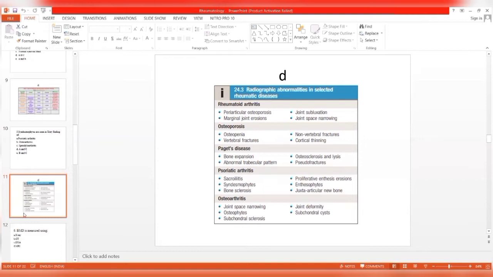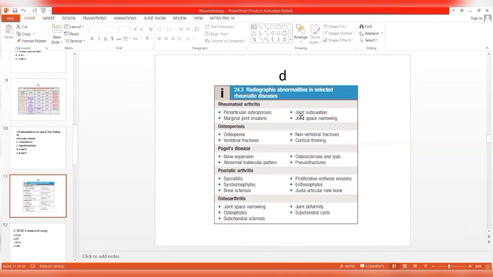So in rheumatoid arthritis, we all know that rheumatoid arthritis is inflammation. So what happens? There will be joint space narrowing. Due to inflammation, there will be marginal joint erosions. These are the things which we can see in X-ray. In rheumatoid arthritis, there will be periarticular osteoporosis. Periarticular means around the joint. Periarticular osteoporosis, joint subluxation. What is subluxation? That is partial dislocation. So it will be affecting the tendons, the cartilage, whatnot. Everything it will be affecting. So periarticular osteoporosis, joint subluxation, marginal joint erosions, and also joint space narrowing will be there.